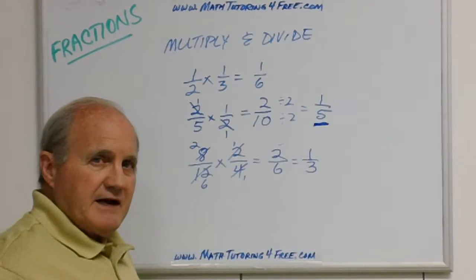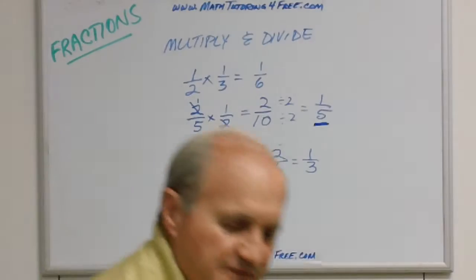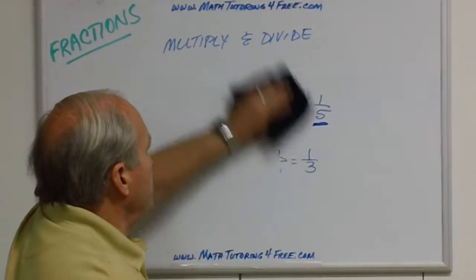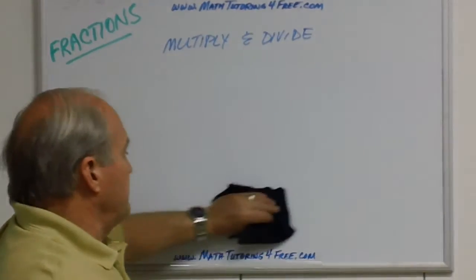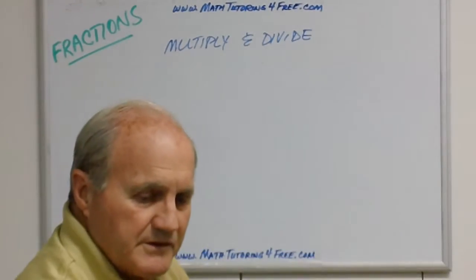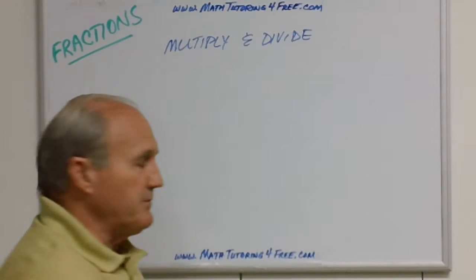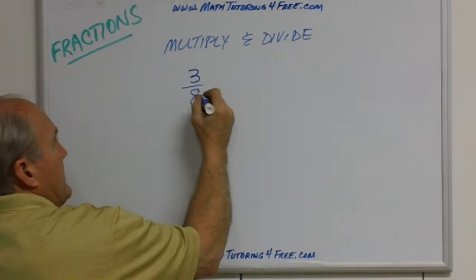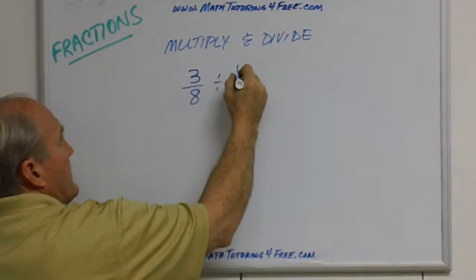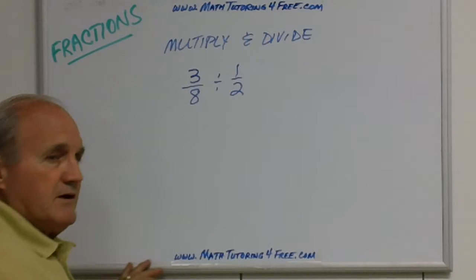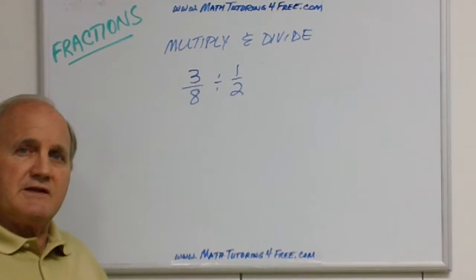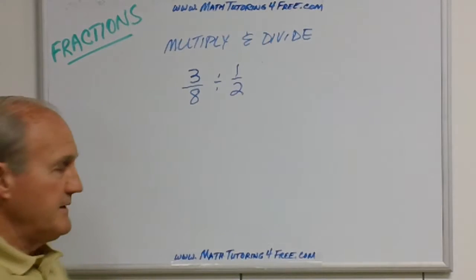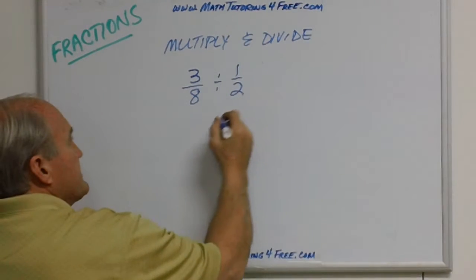But what about divide? How are we going to divide by fractions? Dividing takes one extra step. But when we divide a fraction, or divide by a fraction, what we do is invert and then multiply. Let's say we're going to divide 3/8 by 1/2. Okay? Invert the divisor, the number you're dividing by, and then multiply. By inverting, we mean just turn it upside down.